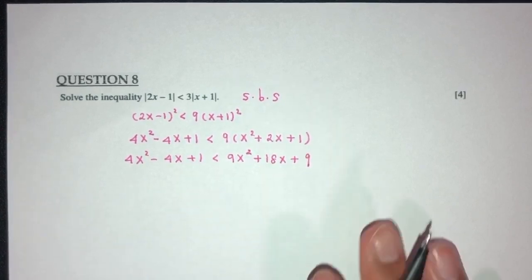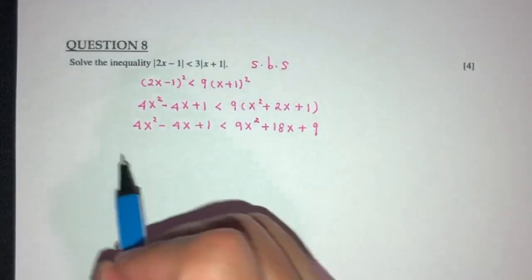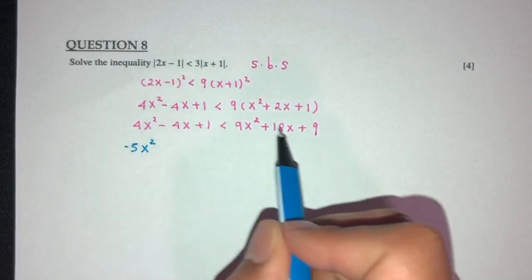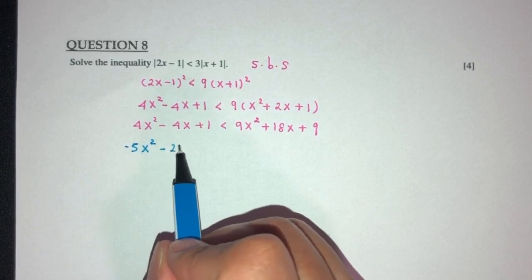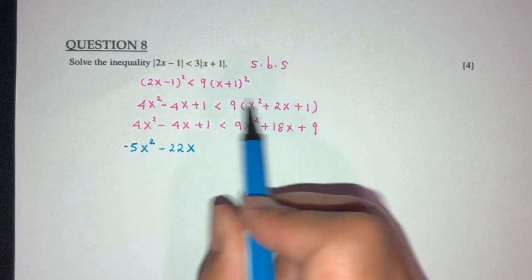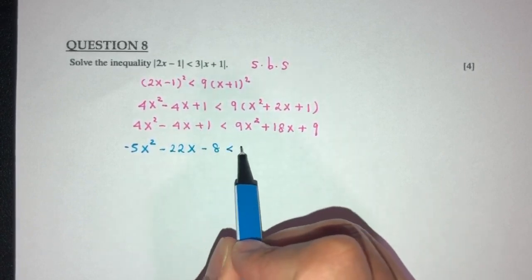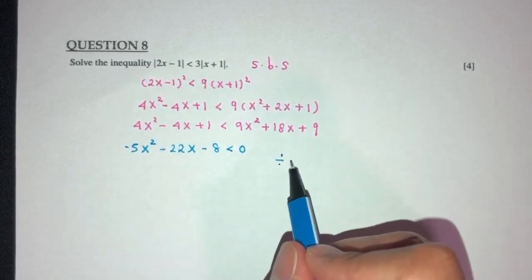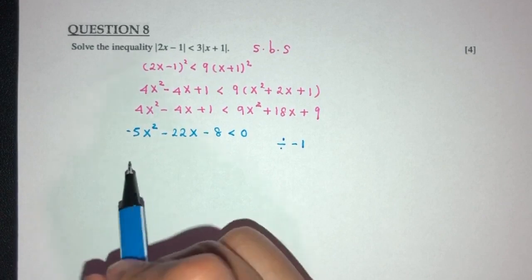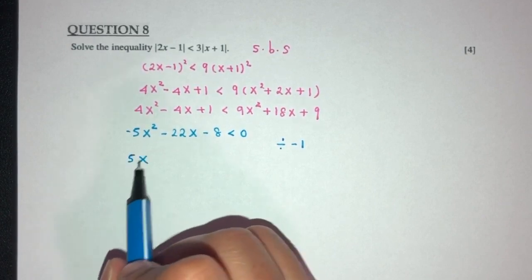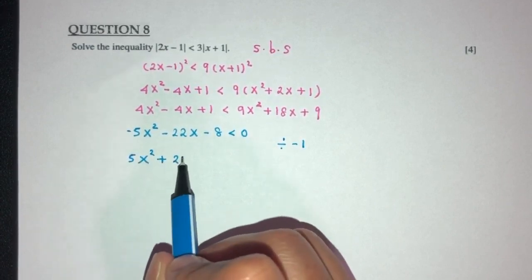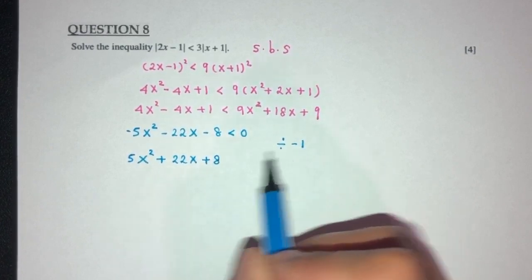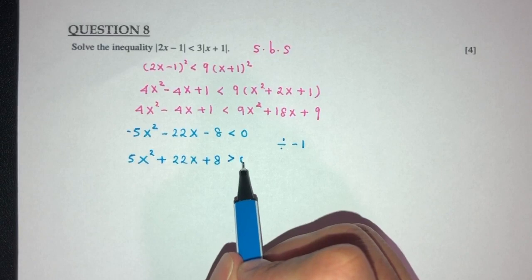So simplify, send everything to the left hand side. So 4 minus 9 will be minus 5. Minus 4, send this over here, become minus 22. Plus 1, minus 9 should be minus 8, less than 0. Again, same steps. Everything is negative. We can divide by minus 1. That will become 5x squared plus 22x plus 8. And because we divide by a negative value, the sign here will change to the other direction.